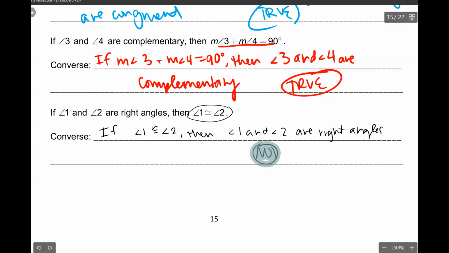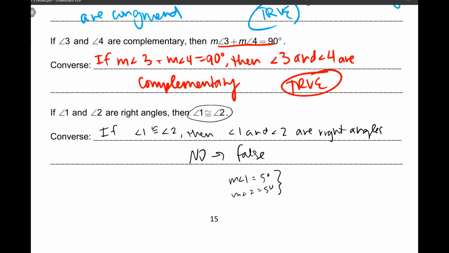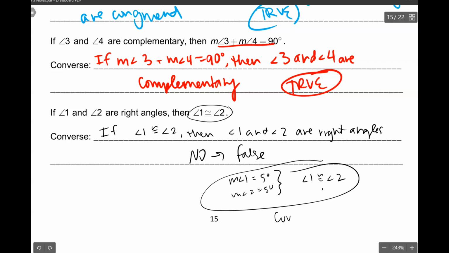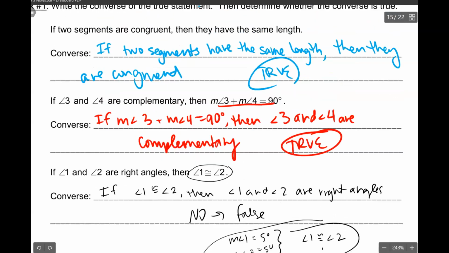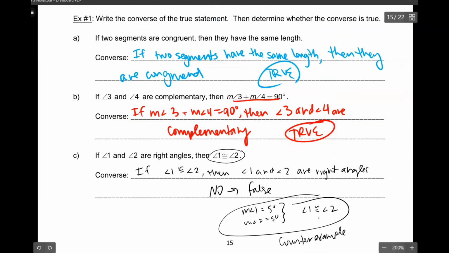Just because two angles are congruent doesn't necessarily mean that they must be 90 degrees. For instance, the measure of angle 1 was 5 degrees and the measure of angle 2 was 5 degrees. That means the angles are congruent, angle 1 is congruent to angle 2, but those are not 90 degrees. So what I just did was a counterexample. I showed that the converse was false. For the first two examples, they're true. I can't think of anything that would prove them not true.